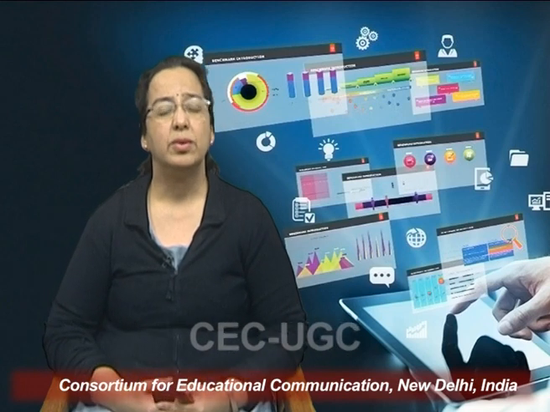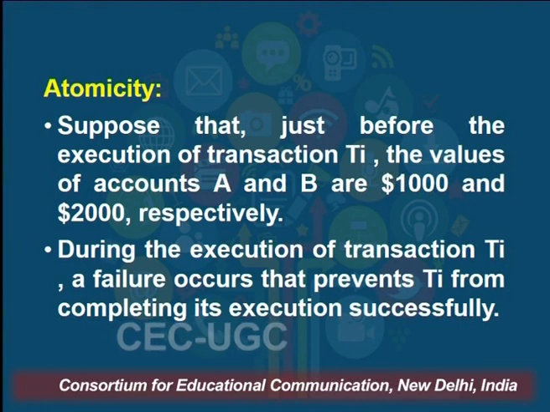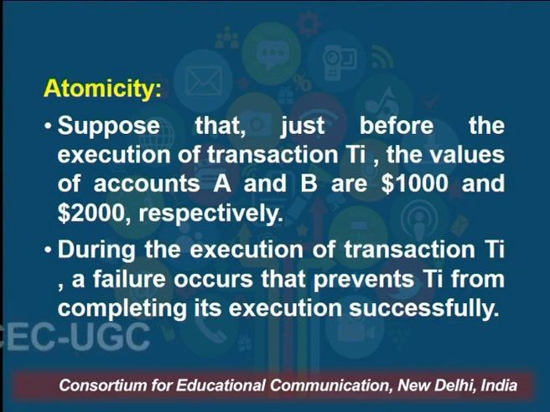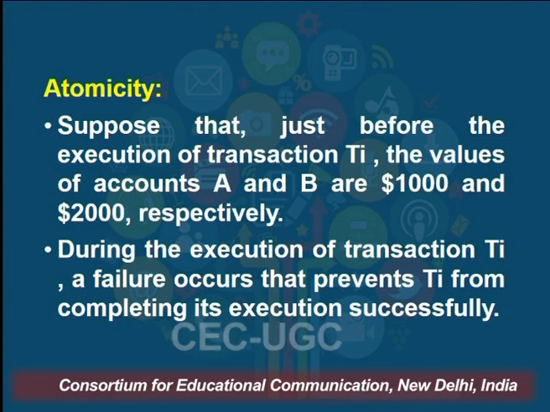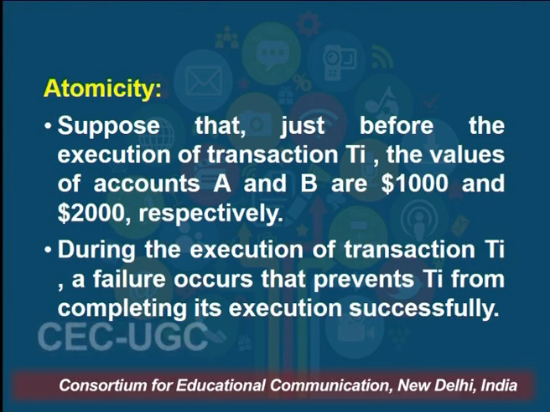Then coming to the next thing, which is atomicity, the second property in the order in which we are considering. Atomicity says, let us say just before the execution of this particular transaction Ti, the values of accounts A and B are $1000 and $2000 respectively. That is the amount in the accounts: $1000 is contained in account A, while B contains $2000.